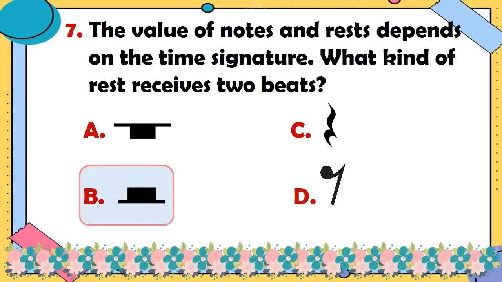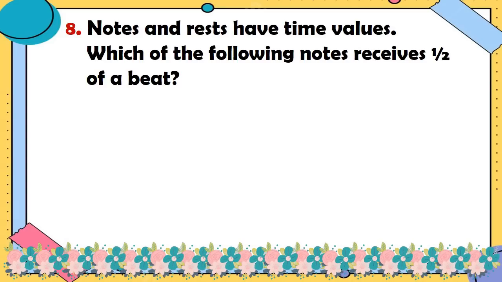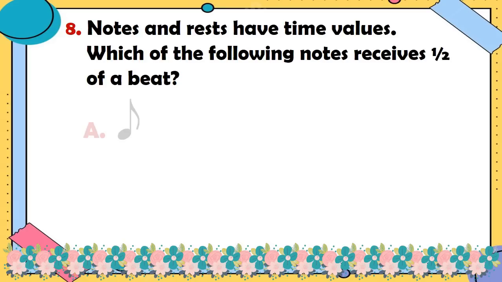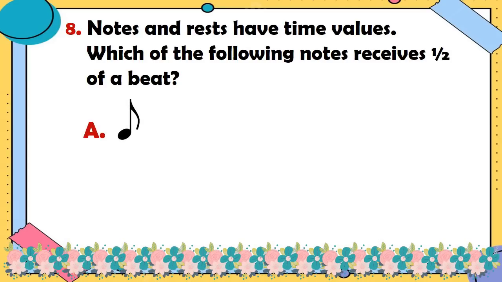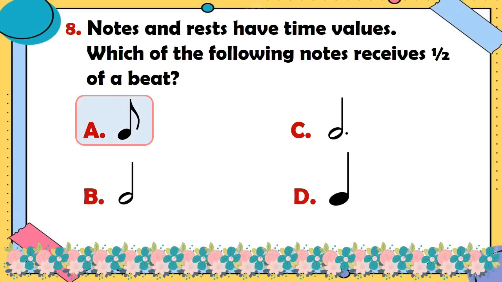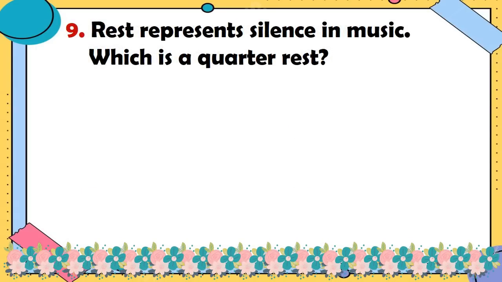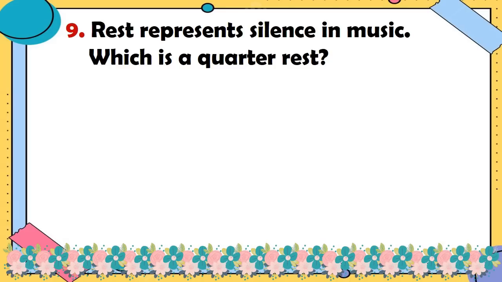Half rest. Number 8. Notes and rests have time values. Which of the following notes receives 1/2 of a beat? A, eighth note. B, half note. C, dotted half note. D, quarter note. What is the answer? Very good. The answer is letter A, eighth note.